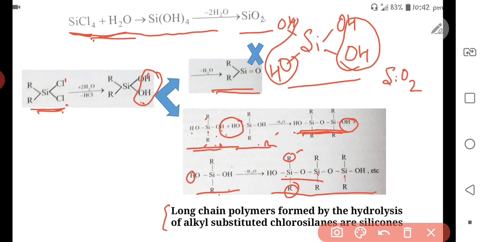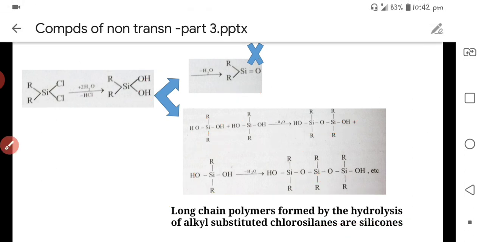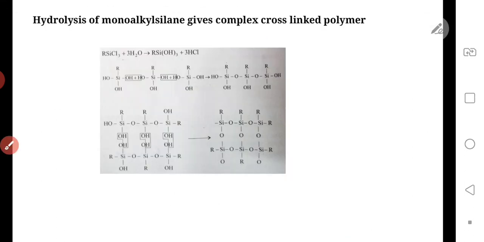They are the long chain polymers formed by the hydrolysis of alkyl substituted chlorosilanes. So next we move on to the next slide.